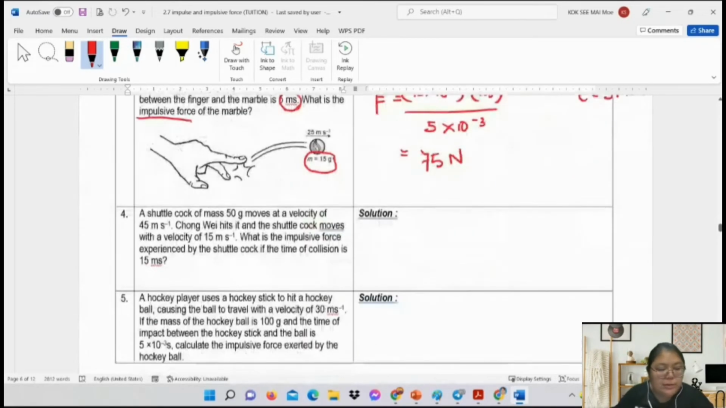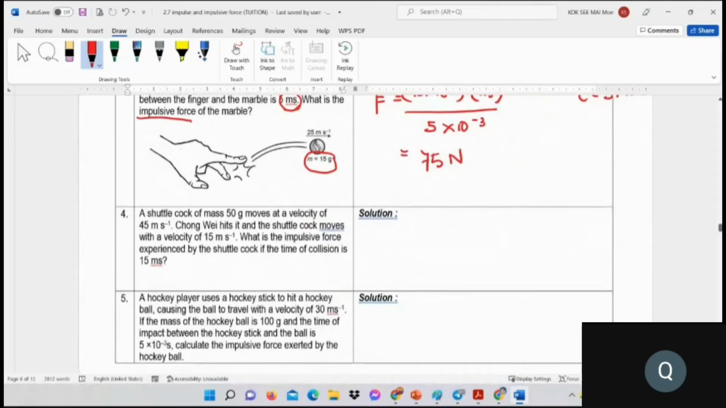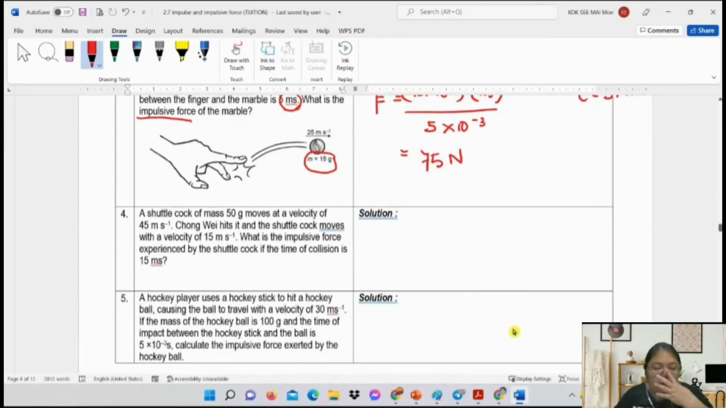Wen Xuan can get 75. Yes, teacher. Okay, then we go to number 4. Shuttlecock, the mass is 50 gram, moving at the velocity 45. Chong Wei hits the shuttlecock and it moves with the velocity 15. So that means the first is 45. After the hit, the final velocity is 15.